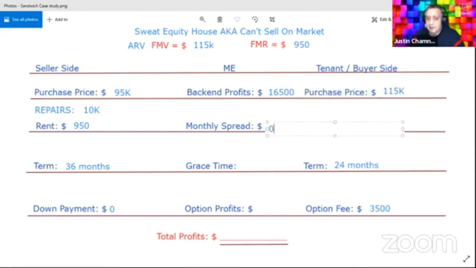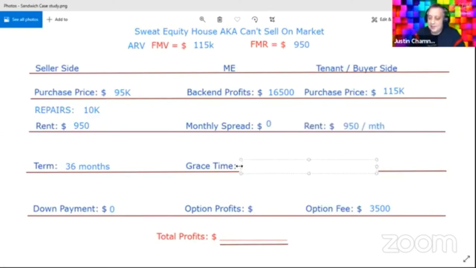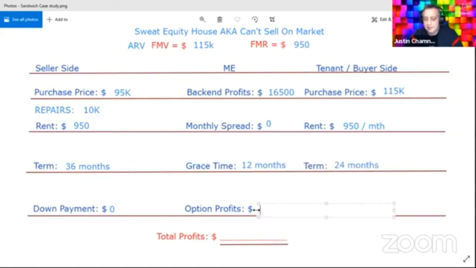My monthly spread is zero. I don't really recommend doing a lot of those, but this one here, I just felt like I wanted to do it. Okay. Grace time. I have 36 months. I gave the tenant buyer 24 months. So I have 12 months grace time. All right. Option profits. Remember, I don't have to give the option fee, any of it, to the seller. I collect it from the tenant buyer, but in this particular example, the seller did not want any down payment. He didn't require it. So I got to keep all $3,500 right up front.